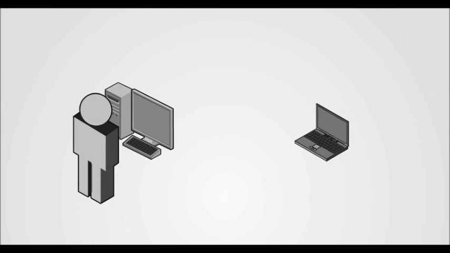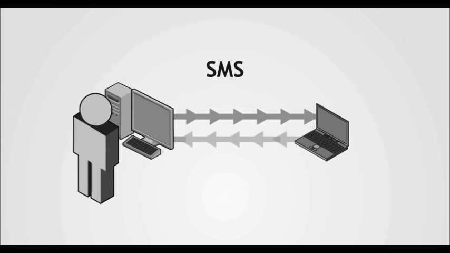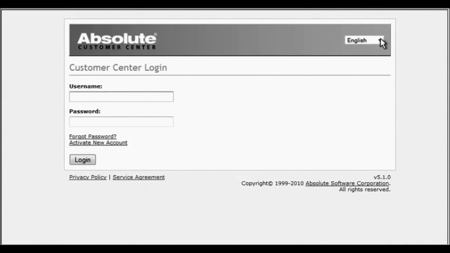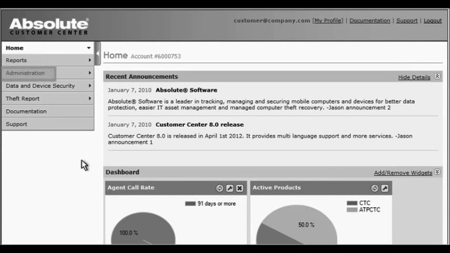If you need to make immediate contact with a device and it is set up to receive SMS messages, you can communicate with the device in real time, so the computer will call in immediately to receive security commands. The Absolute Customer Center is where you can view this information online and manage all the devices in your deployment. The home page is the hub for all the activities and tools available to you within the Customer Center.